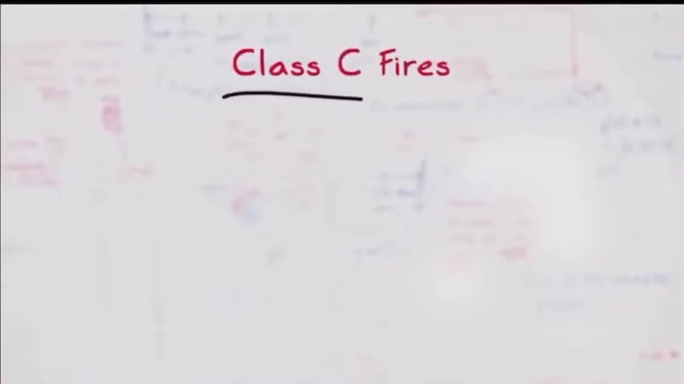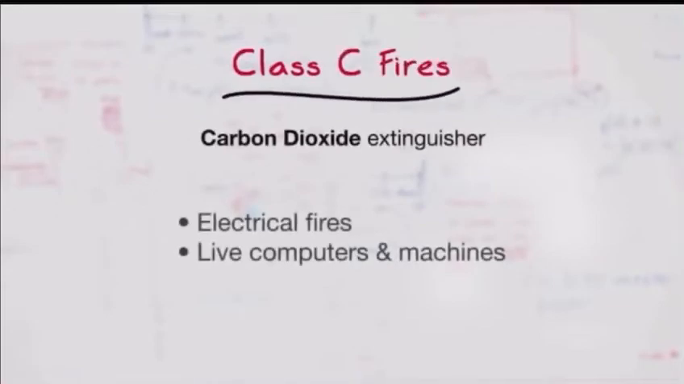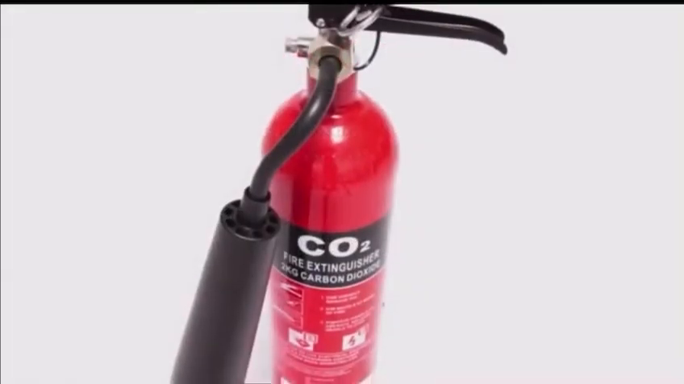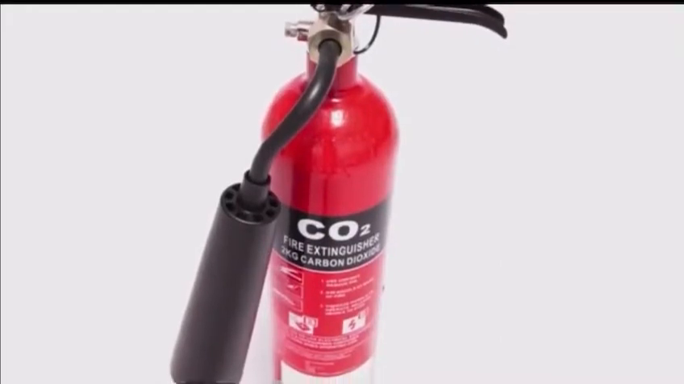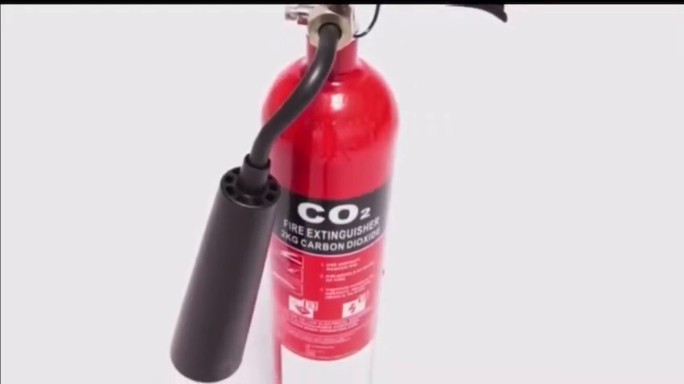Class C fires are ones involving electricity and live electrical equipment, such as computers, lamps, pumps, and wires. Carbon dioxide fire extinguishers are the preferred ones for this type of fire and work by the carbon dioxide displacing the oxygen and smothering the fire.